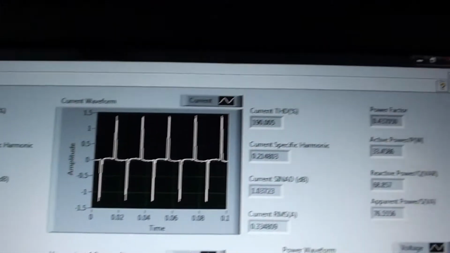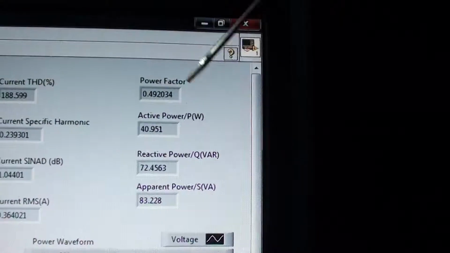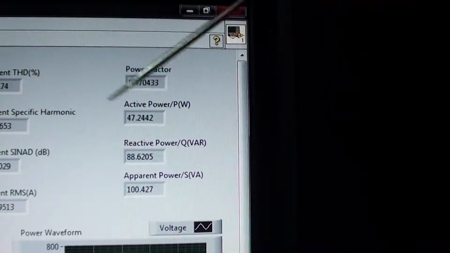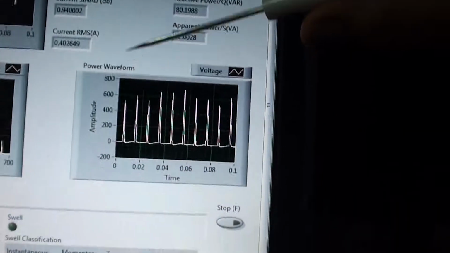To the right of the front panel we have power factor, active power in watts, reactive power in VAR, apparent power in volt ampere, and the power waveform. Below that we have the event detector.